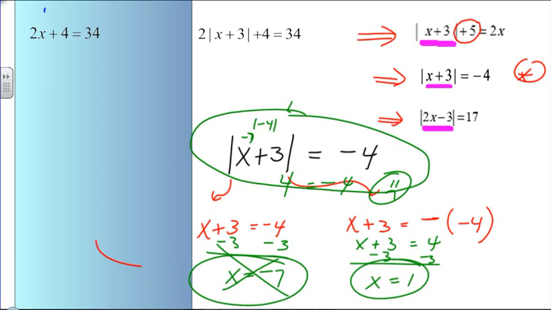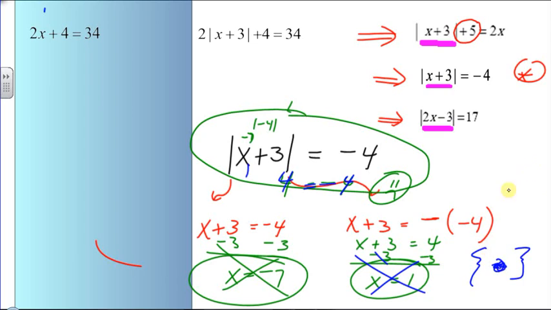Let's go check the other answer that we came up with. We got x equals 1. Plug in a 1 in here. 1 plus 3 is 4. Take the absolute value of 4, you get 4. And again, you got a statement that's 4 is equal to negative 4. Got to reject that one too. This thing has no solutions.